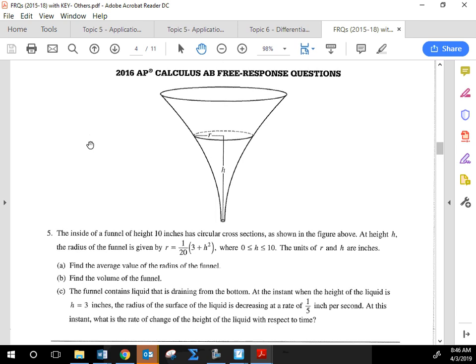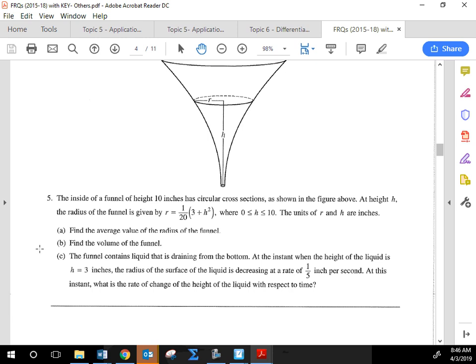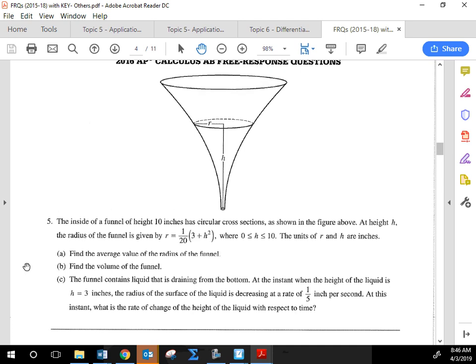So 2016, we had this funnel. This was not a favorite, but students were making it harder than it actually was. So find the average value. That's pretty straightforward. And this is find the volume of the funnel. Students would write, my teacher didn't teach me the volume formula for a funnel. That is true, because we don't need the volume formula for a funnel. We're using calculus to find the volume.